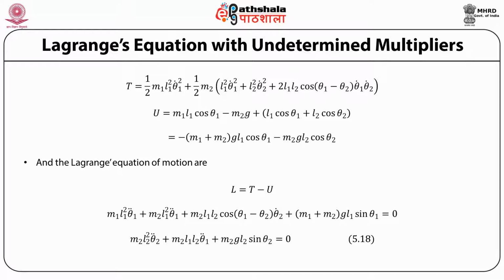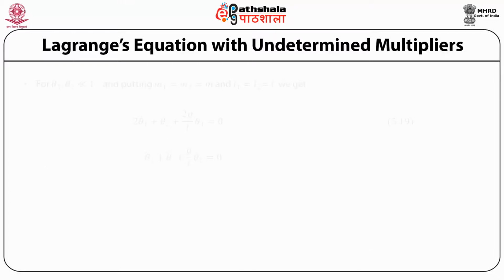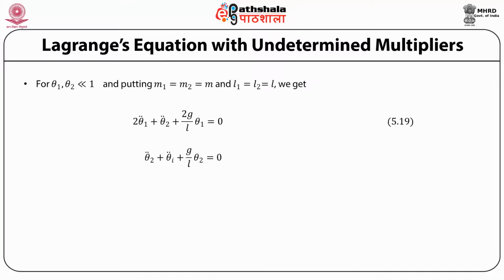I will illustrate the solution by considering the oscillation to be very small. So when theta 1 and theta 2 are much smaller than 1, then sine theta 1 can be taken equal to theta 1 and sine theta 2 as equal to theta 2, and cosine theta 1 and cosine theta 2 as equal to 1. And after further simplification by putting the two masses to be equal, m1 is equal to m2, and the two lengths of the double pendulum to be equal, L1 is equal to L2 is equal to L, we get very simple equations, which are of course a set of coupled equations.